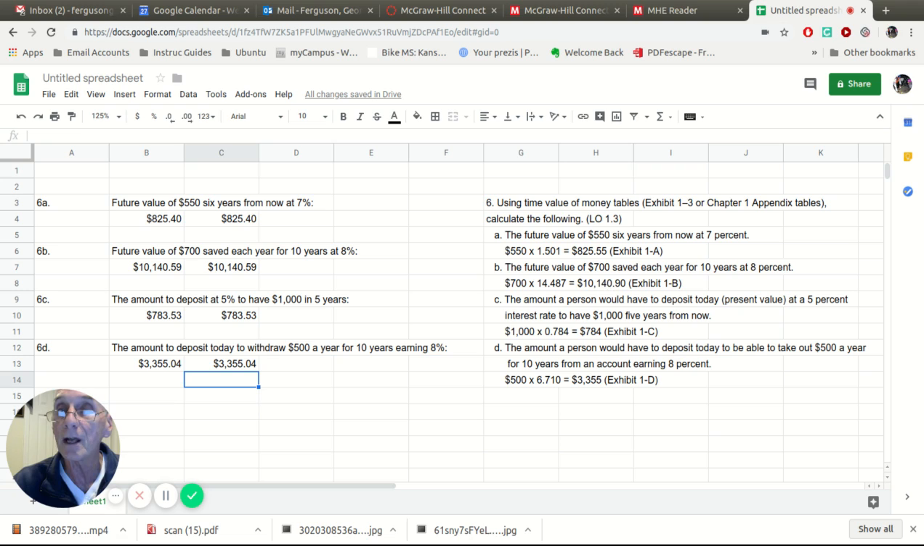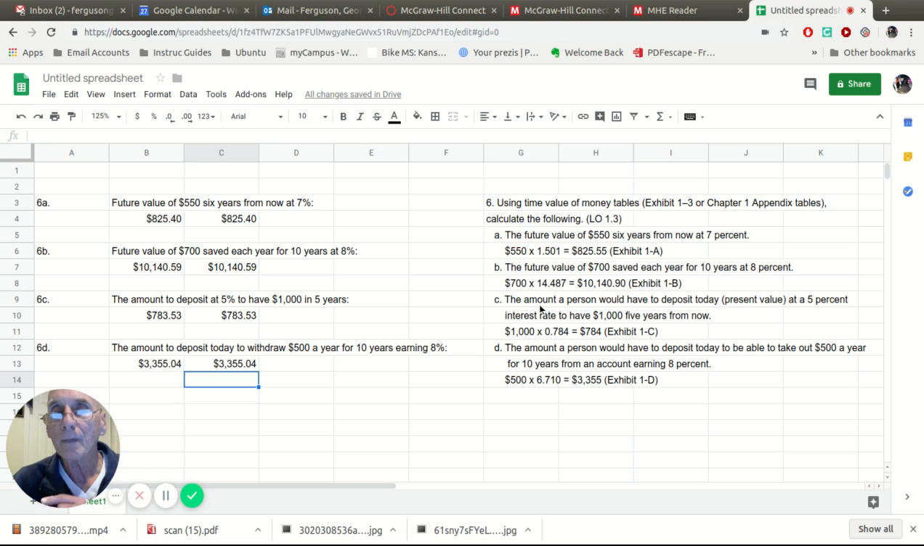Now, if you think about it, you're putting aside $7,000. In other words, $700 times 10 years is $7,000. What you're seeing here is the magic of compounding interest. Because you're getting 8% on your money, and you're putting that money aside every year, you've gotten over $3,000 in interest. The magic of compounding. So that's how you find the future value using the tables.